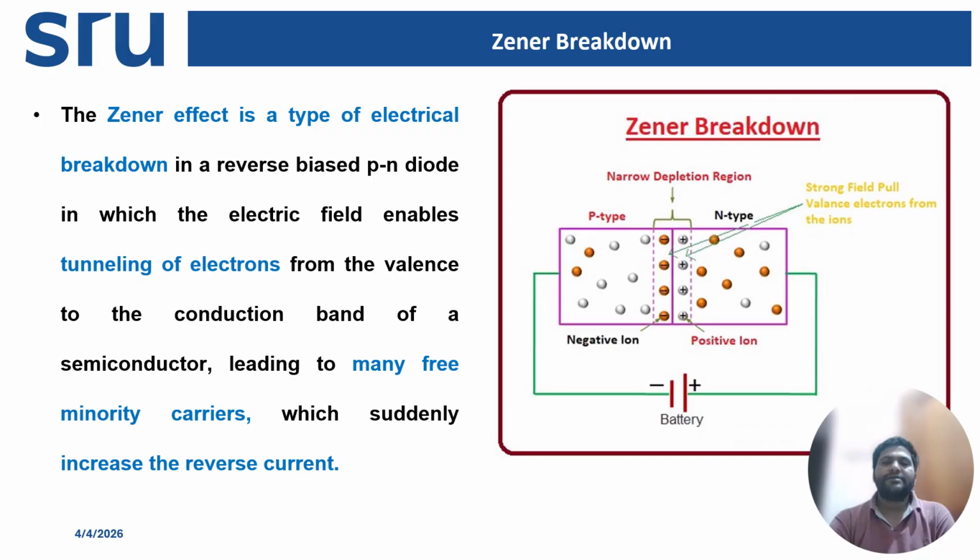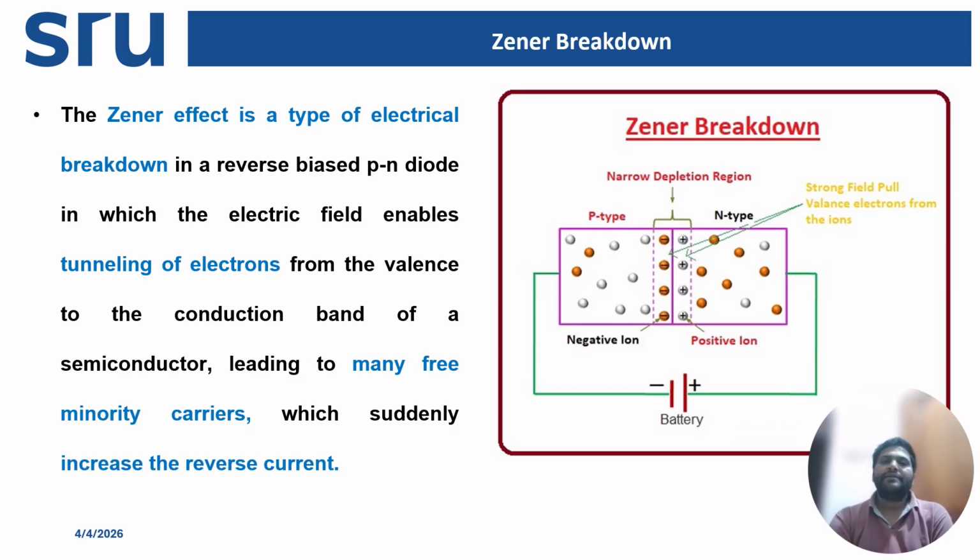And reverse bias connection: at the bottom we can see that the battery's negative terminal is connected to the p-type region, and the positive terminal is connected to the n-type region. This means the diode is operating in reverse bias. When reverse voltage is applied, the electric field across the depletion region increases. The field becomes extremely strong because this region is very thin.